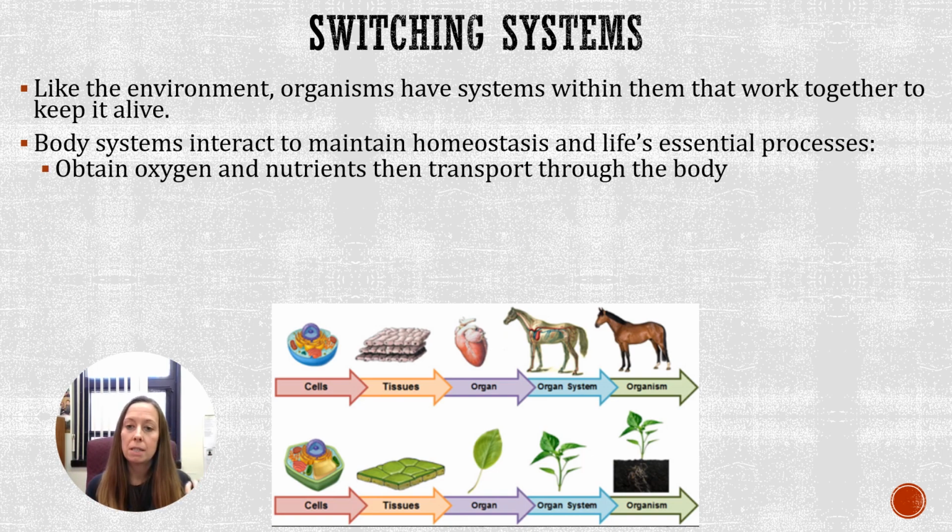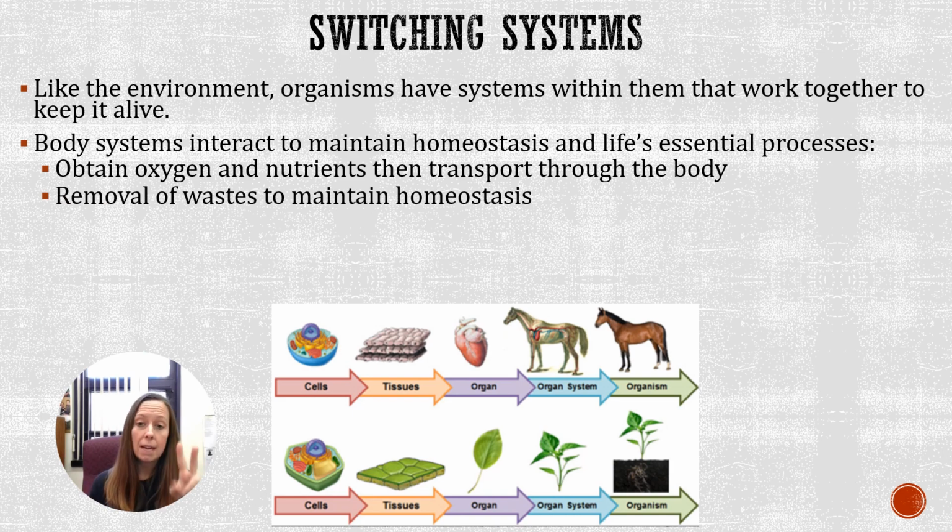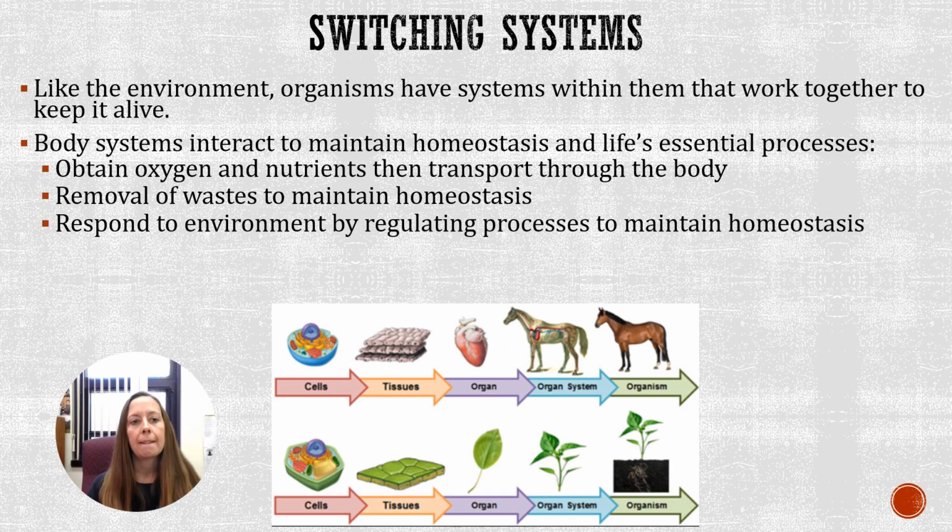Now, there are a couple processes that we're going to focus on as we go through the different systems and the way that our bodies work and the way that cells work and organisms work. The first process to keep us alive is that organisms, and this is all organisms, not just us, need to obtain oxygen and nutrients and then move them through their body. The second thing all organisms have to do, so this is anything alive, a cat, a dog, a plant, right? Organisms need to have a way to remove waste to maintain homeostasis, or waste will build up.